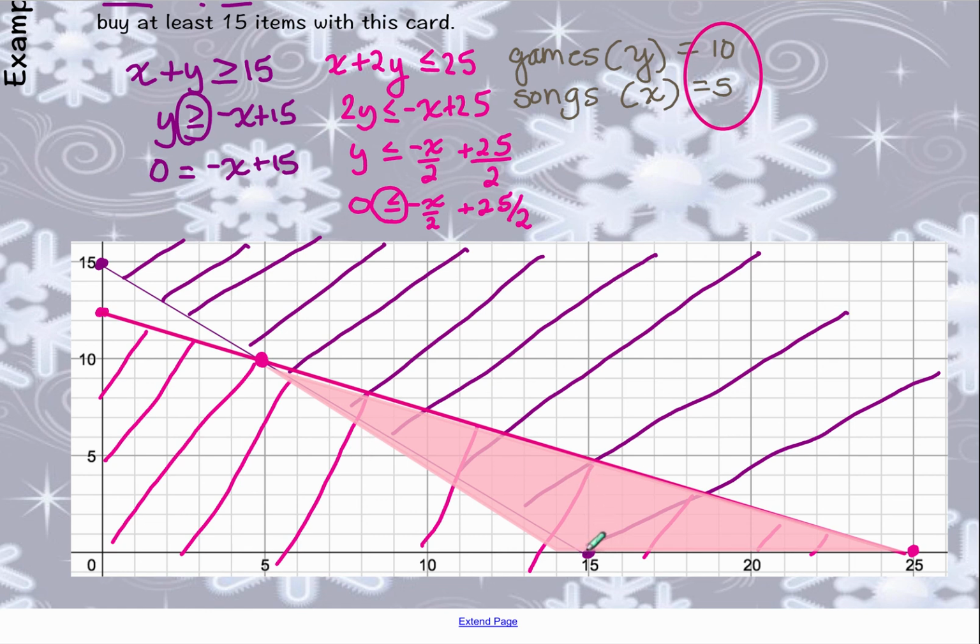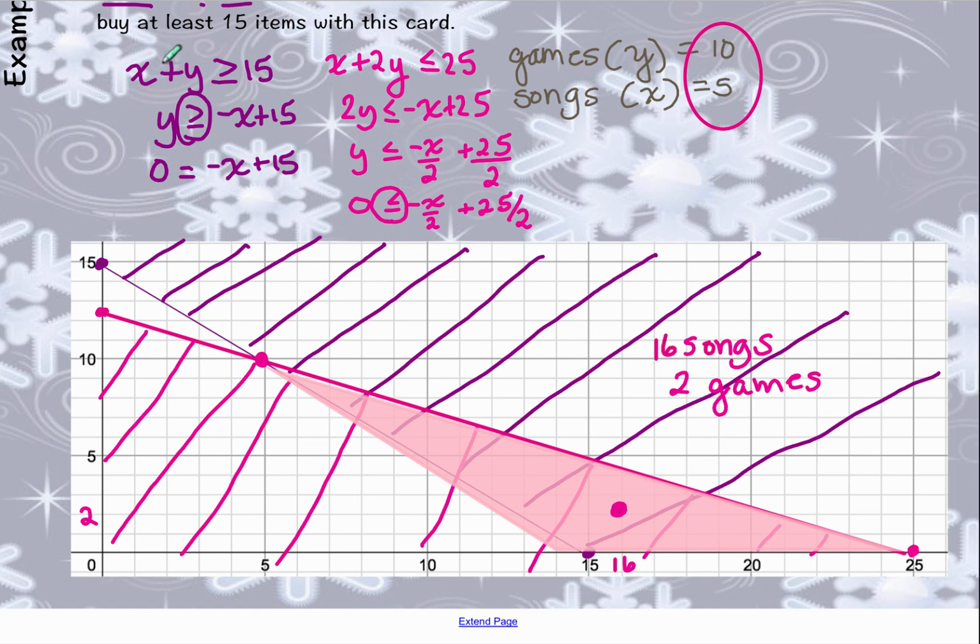So let's pick this dot right here. What does this dot look to be? This looks to be 16, and that is 2. So remember, we let the x's be the songs. So this is saying if we pick this point right here, that he could have 16 songs, and games were y, and this says 2 games. Could that be a possibility?